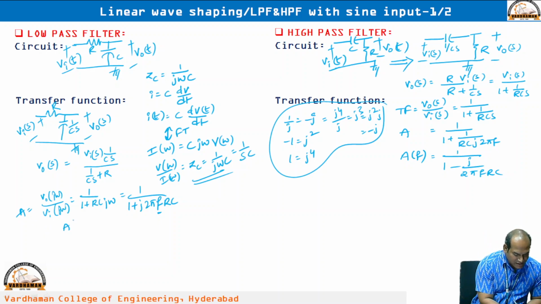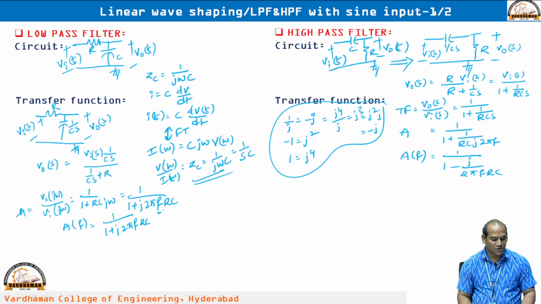So, I am writing again here this equation, A of f is equal to 1 by 1 plus j 2 pi f r c. As the gain is a function of frequency, I am using A of f. For example, x is the signal which is a function of time, so we represent it like x of t. Here gain A is a function of f, that is why I am representing it with A of f, and in the high pass filter also it is the same case. So, now what next?